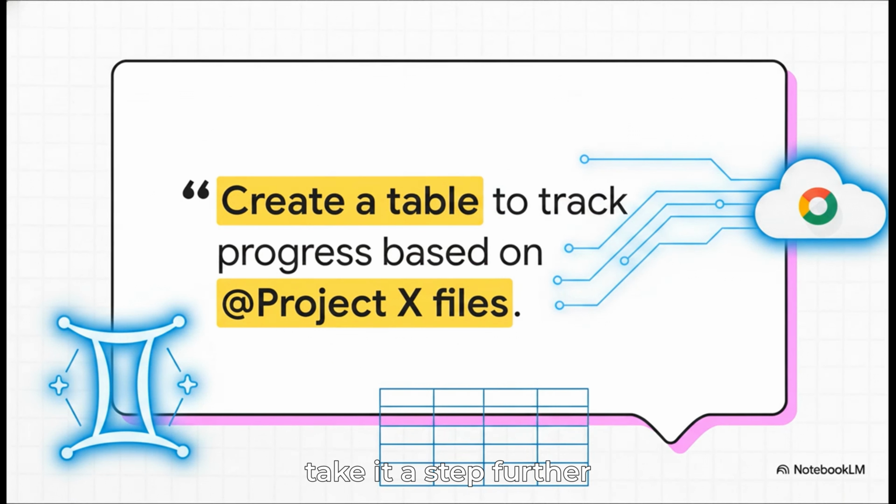And you can actually take it a step further by connecting your broader workspace. In the side panel, you can pull in past knowledge just by using the @ symbol. You could say, create a table to track the progress of these action items based on @Project X files. Gemini will dive into your Google Drive, read the specific document you tagged, and generate a customized tracker right there in the chat panel. It is remarkably seamless.